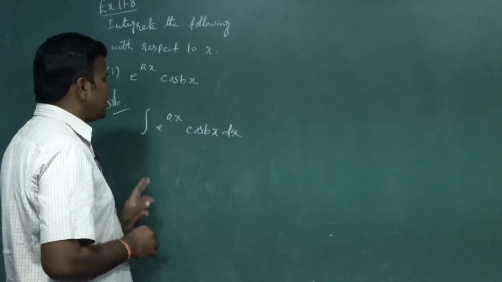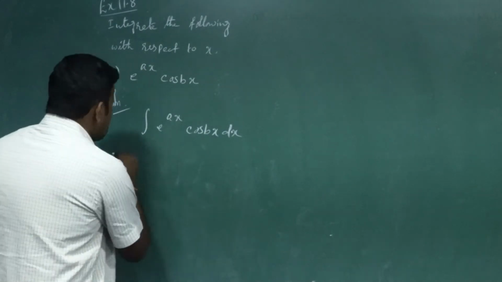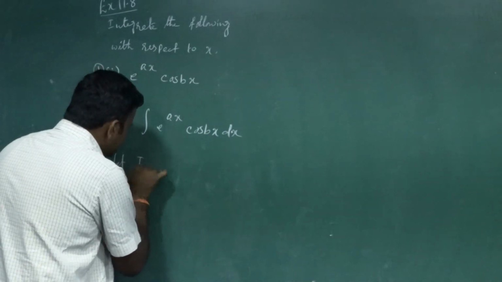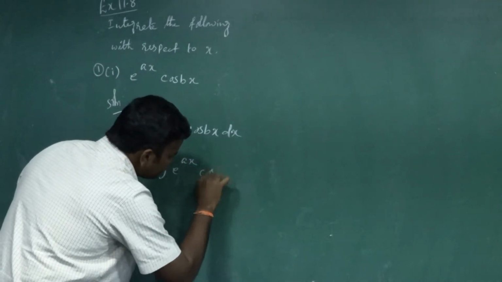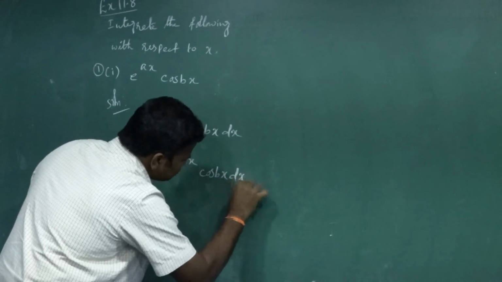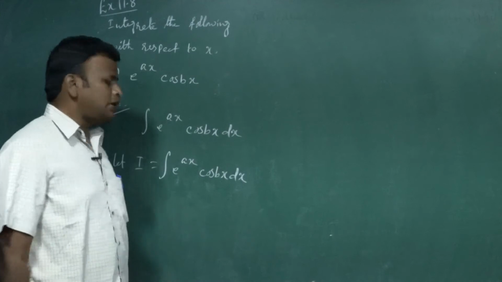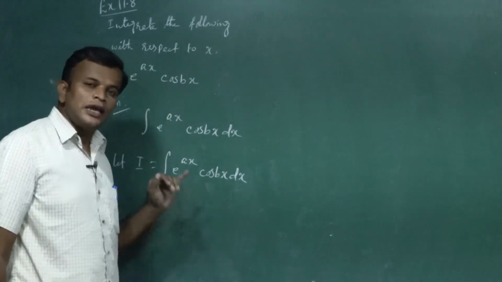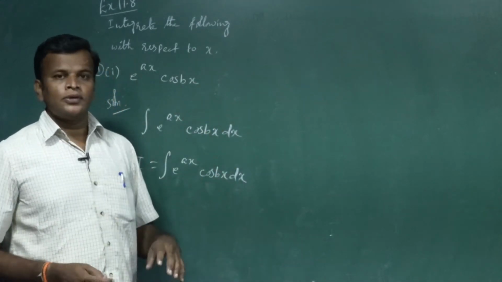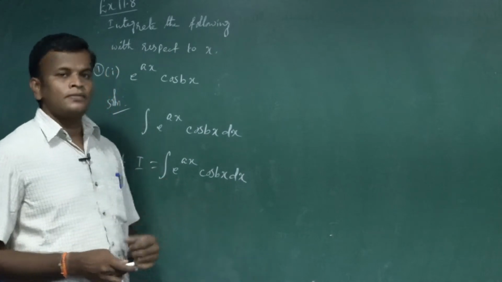Now to find this integrating term, the first letter in integrating is I, so I will take it as I. Let I is equal to integral of e power ax cos bx dx. What is the reason it is exactly I? The same term will occur one more time. So instead of this integration, we will use the symbol I.